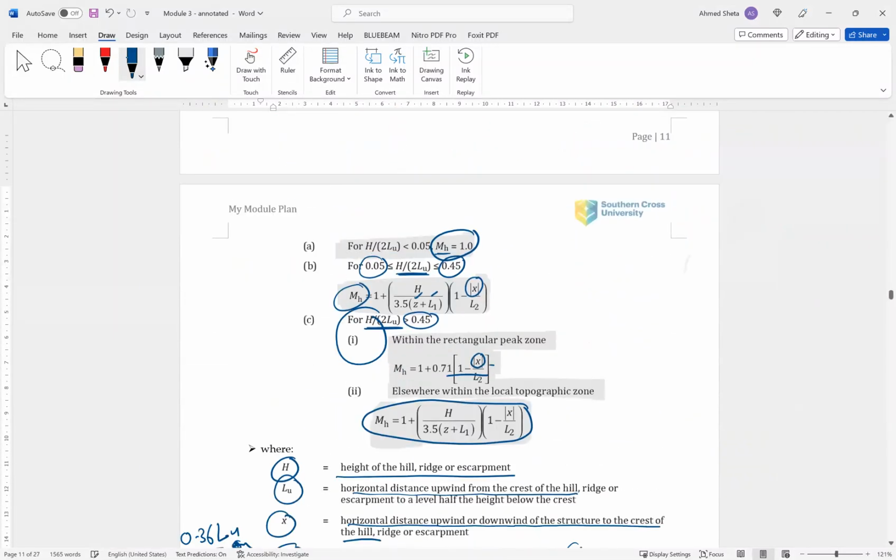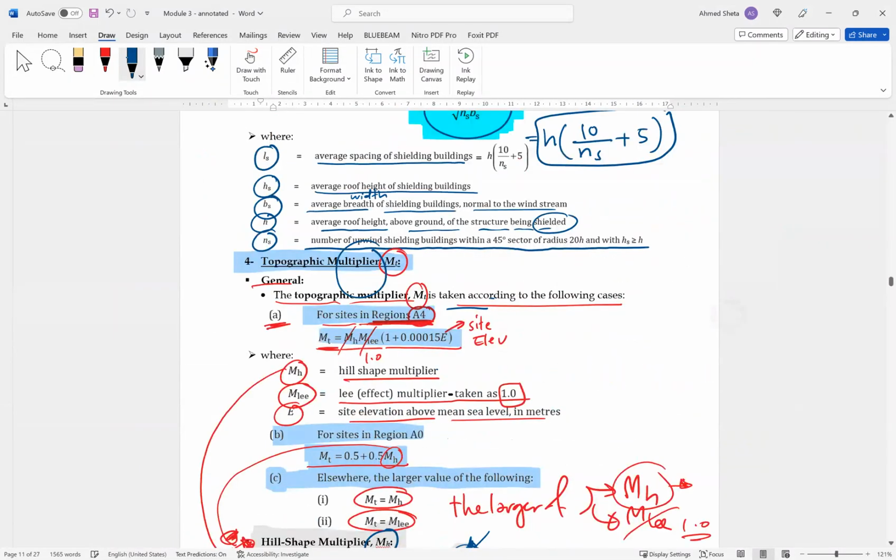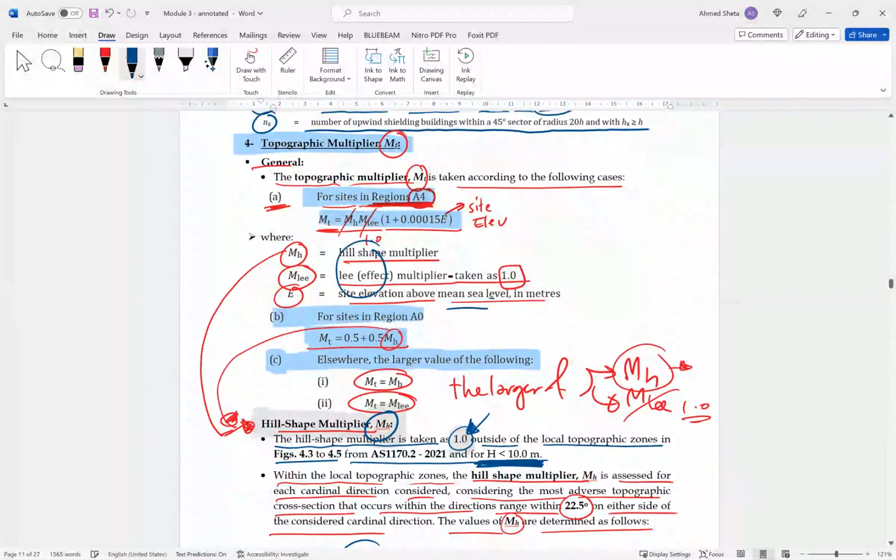So this is for MH, and again, to remember, MH is required to find MT. So if you know MH, you can find MT.